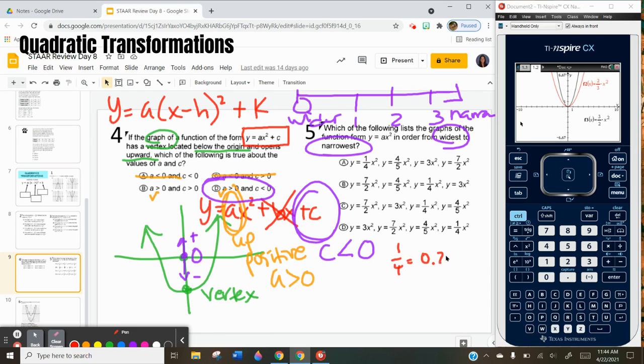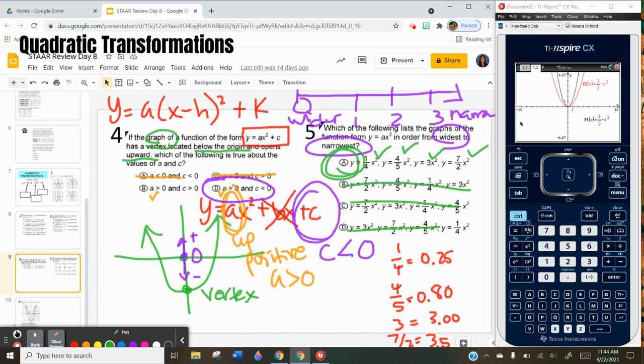So 1/4 is 0.25. 4/5 is like 0.8. 3 is just the number 3. And then 7/2, that's 3.5. Here, the widest is closer to 0, so the one closest to 0 would be 0.25. The first number should be 0.25 or 1/4, which makes all of these automatically wrong. It should start with 1/4, then 0.8, 3, and 3.5. So the answer is A.